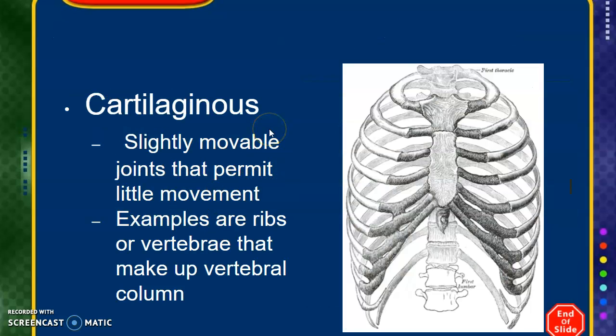Cartilaginous joints allow slight movement, not a whole lot, but slight. Examples are the ribs and the vertebrae. So this darker area on the ribs, that is all cartilage. And that cartilage has to flex and expand and contract every time you breathe. So it moves, but it moves just a little bit. And the movement is truly made up of cartilage, which is more flexible than bone, flexing. That's what causes that slight movement.